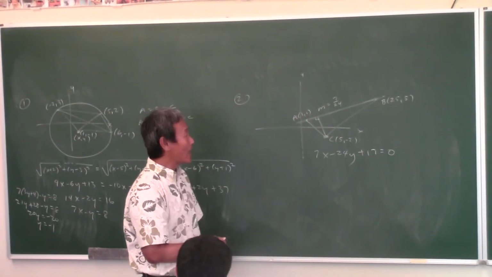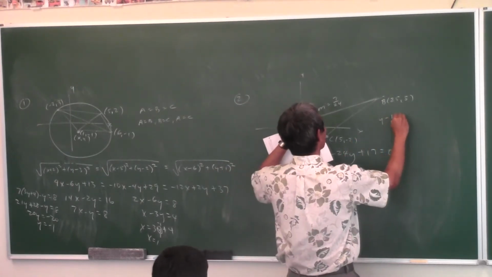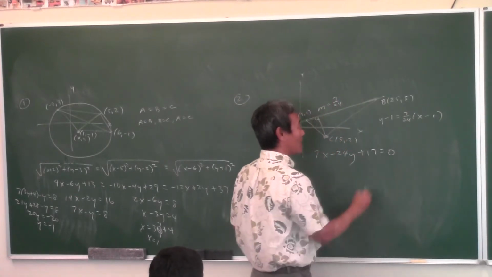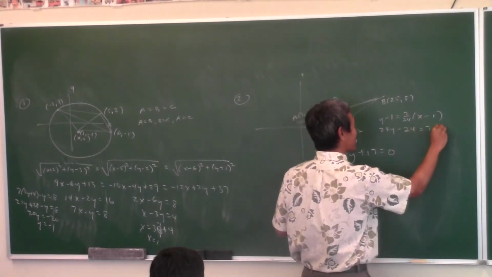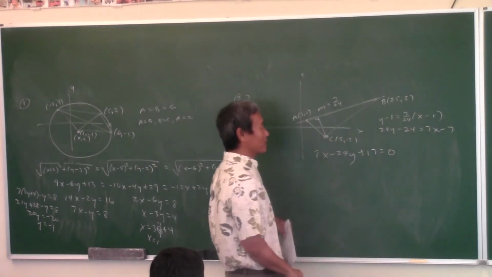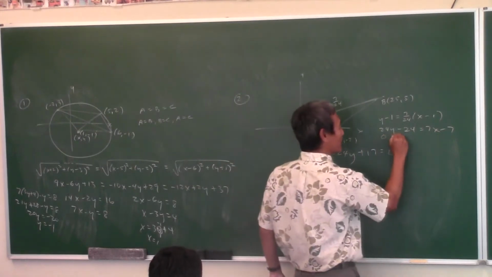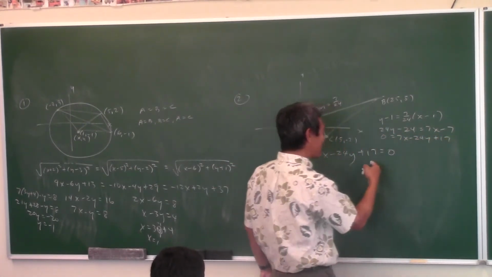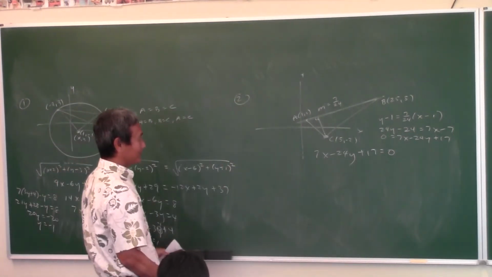If you can't do that, then just do point slope form. Like, pick this point. y minus 1 equals 7/24 times x minus 1. Multiply through by 24 to get rid of the fractions, and then just make one side 0, like this. 0 equals 7x minus 24y plus 17. You get the same answer. I don't care how you do it, you gotta get here.